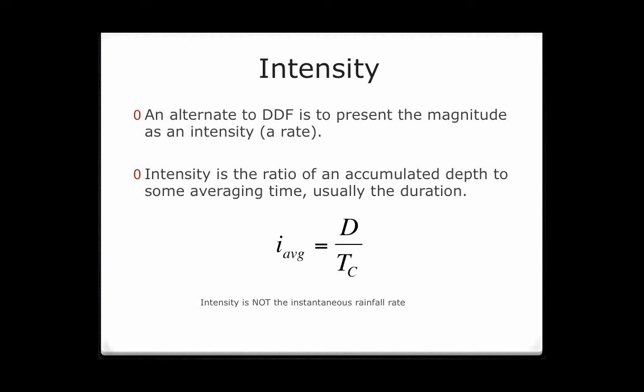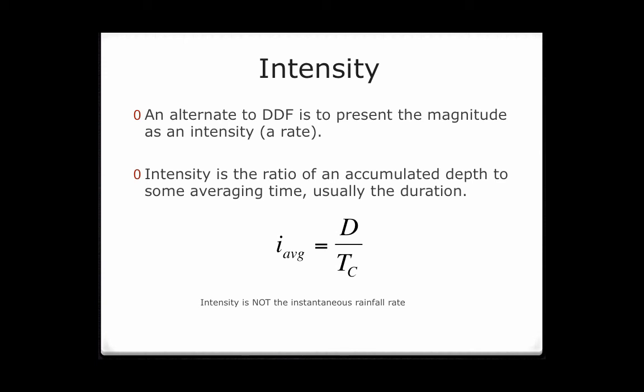So if the depth was 70 millimeters, and the averaging time was 12 hours, if we want to express that as millimeters per hour, what do we do? We take the 70, divide by 12. So there's 12 times 5. There's 5 point something millimeters per hour represented by the 70 millimeters in 12 hours. Okay, that would be called the average intensity. Intensity, as shown here, is not the instantaneous rainfall rate.